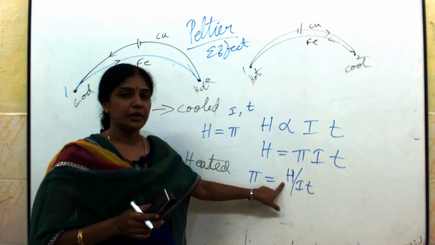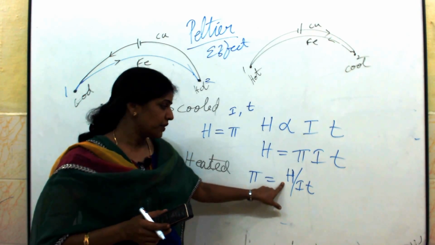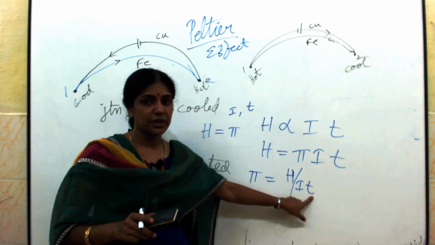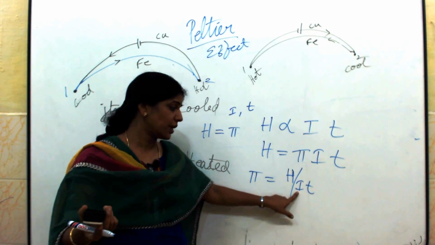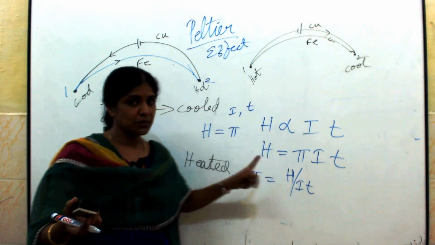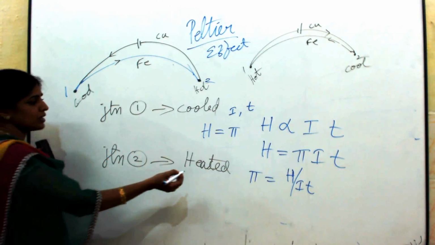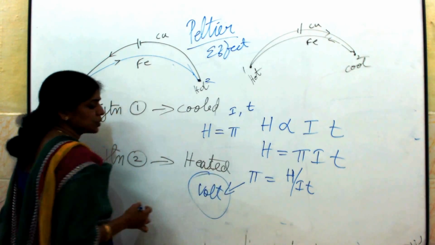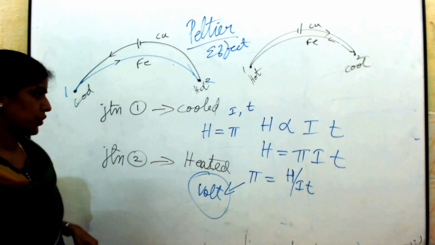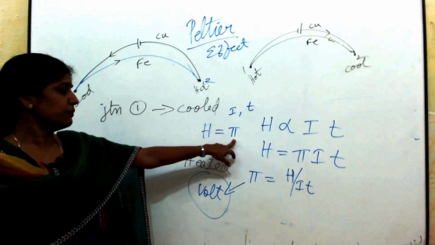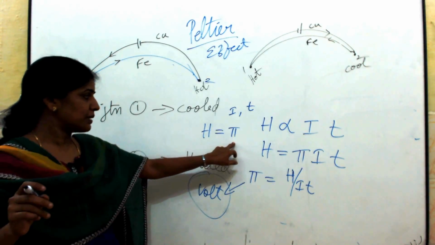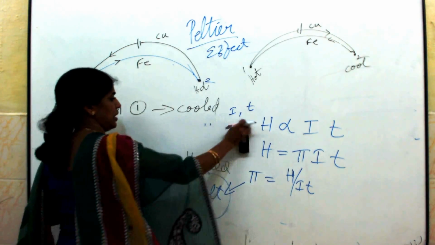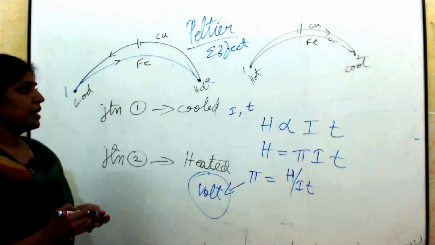That is, the amount of heat energy produced in a given thermocouple when a current of 1 ampere flows in the circuit for a given time of 1 second. When a current of 1 ampere flows through the circuit for a time t, that is 1 second. So the unit for Peltier coefficient is volt. So this will be your unit for Peltier coefficient. It is a constant value, equal to pi. H is equal to pi I t. Pi is called the Peltier coefficient.